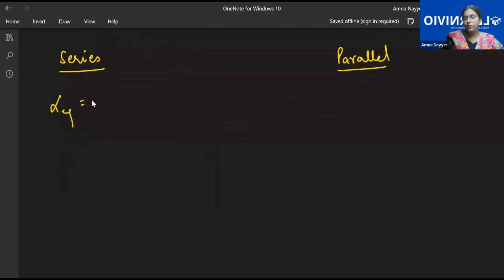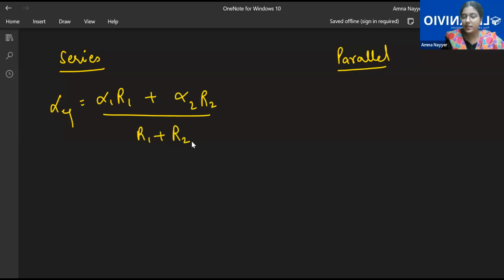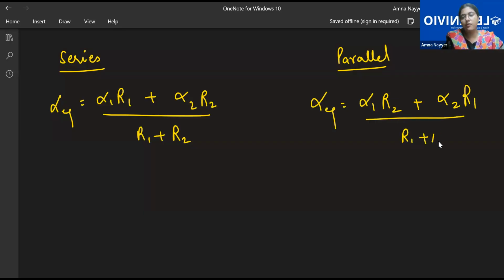So here alpha equivalent will be, see, like terms in series will come together. How? R1 will have alpha 1. So alpha 1 R1 plus alpha 2 R2, divided by the sum of the resistances R1 plus R2. Like together, alpha 1 R1, alpha 2 R2, they'll be together. When you have a parallel connection, then it will be R2 with the alpha 1. So in the equivalent, your alpha 1 will be there, but R2 will come. Plus, then you will have alpha 2 R1, divided by again the sum of R1 and R2.